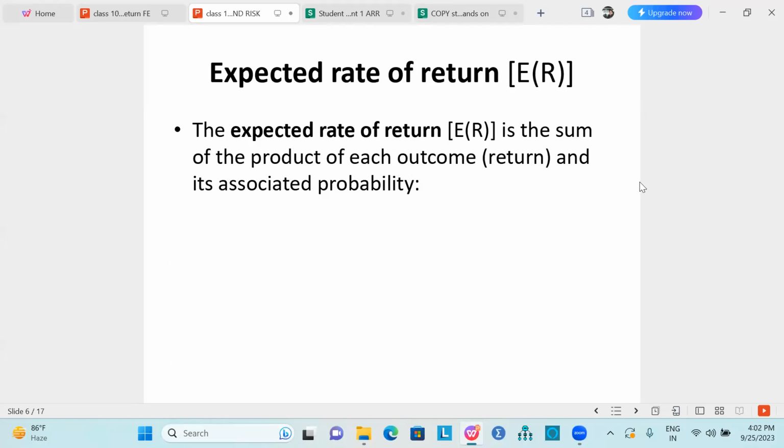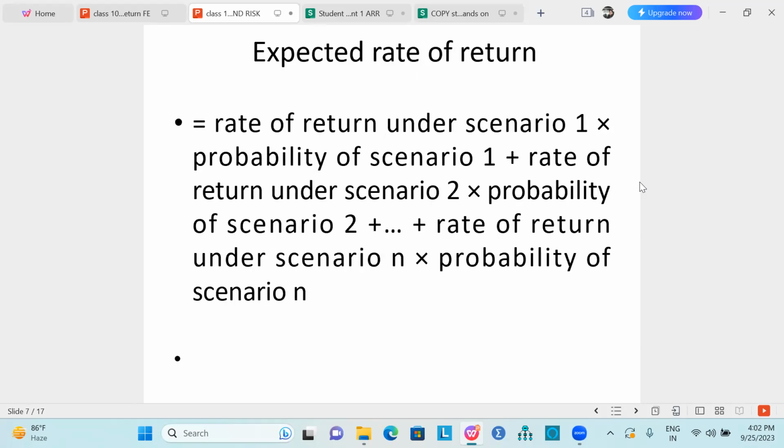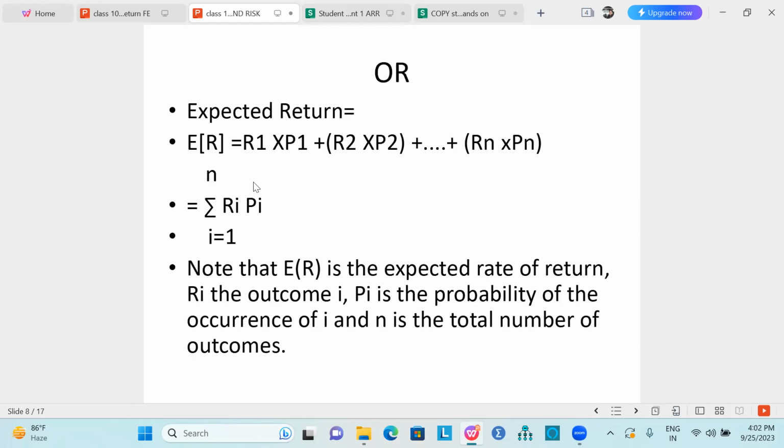Your expected return is the product of your return and probability, and then you take the summation of that. Your expected rate of return means every year's return into the probability. Say scenario 1, probability is 25%. So what is the return of scenario 1? You know how to calculate the rate of return. Then you multiply it with the probability. For each scenario, you take the summation, and that is your expected return. This is your R1 into P1, and this goes on for all the years.